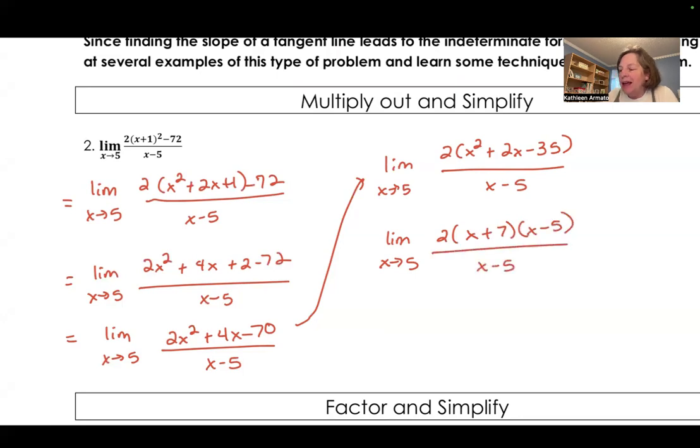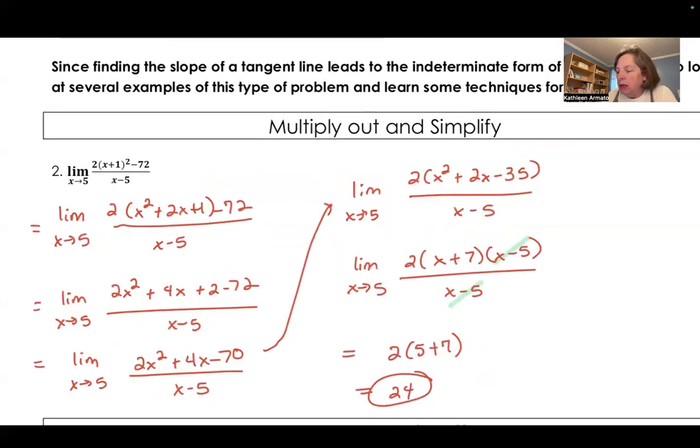X minus 5, hey, we have an x minus 5 in the denominator. Notice there was an x minus 5 hidden in that numerator as a factor, and that's what was giving us 0 over 0, which is the indeterminate form. I can cancel those x minus 5s, and I just plug 5 into what I have. So it'd be 2 times 5 plus 7, which is 24 would be my answer.